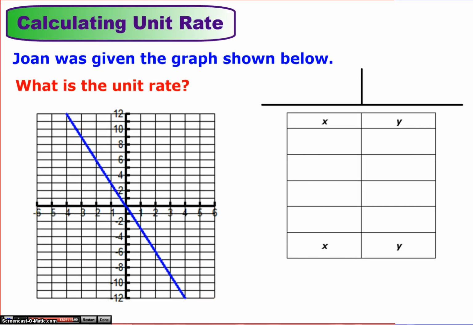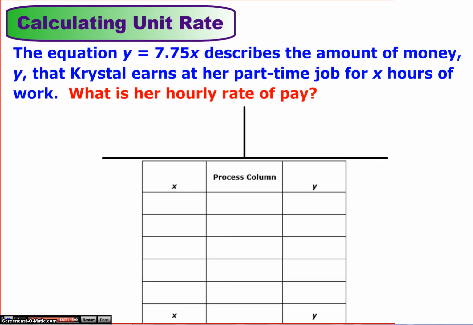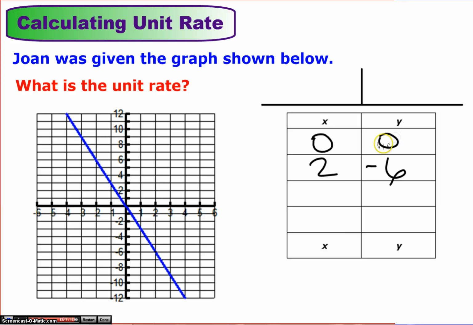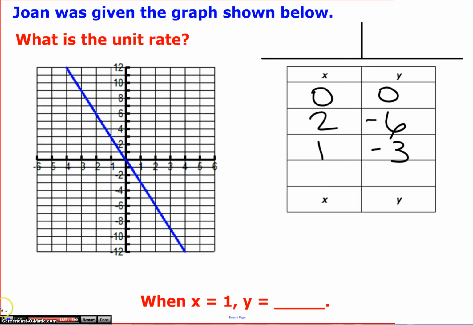Another example. We don't have any labels, so we're going to start with 0, 0, to negative 1, negative 3. So our unit rate is when x is equal to 1, y is equal to negative 3. We will skip the next two.